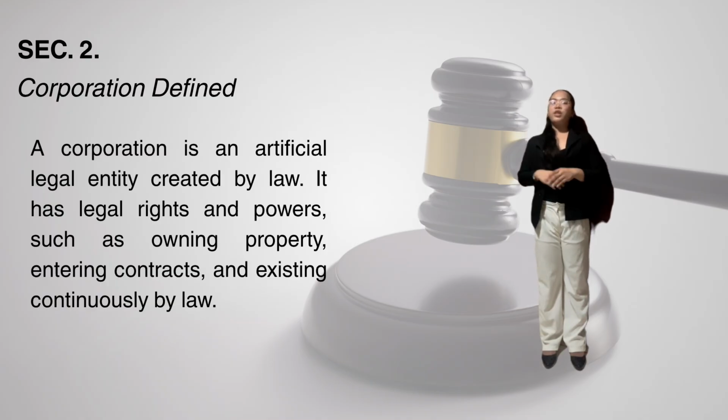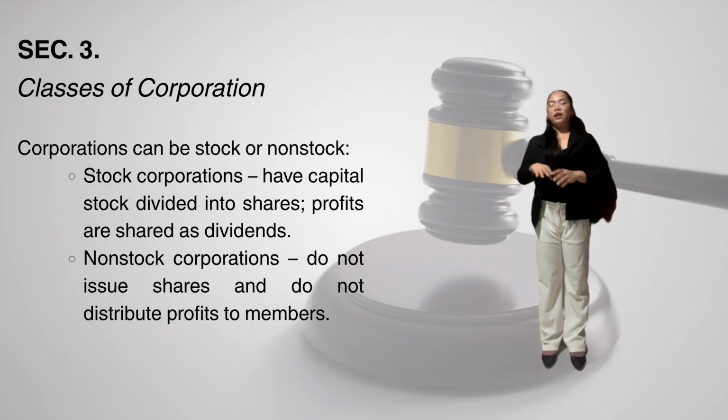For example, Jollibee Foods Corporation continues to exist even if its founders retire or pass away, because it's a legal entity created by law. Section 3. Classes of corporations. Section 3 talks about the two classes of corporations, stock and non-stock.